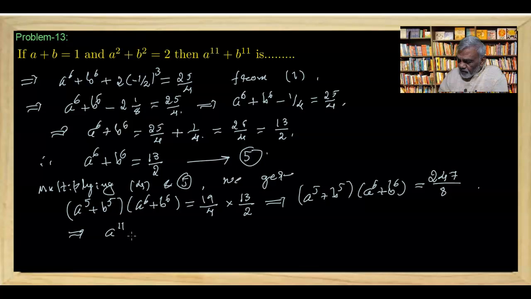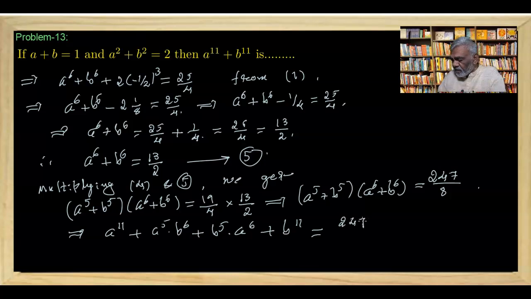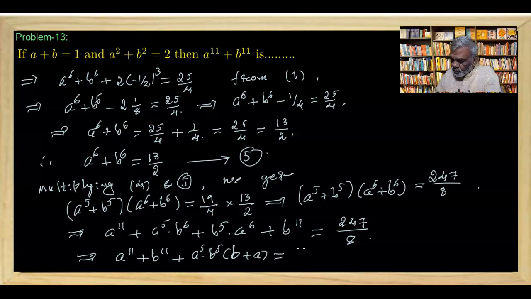a raised to 11 plus a raised to 5 into b raised to 6 plus b raised to 5 into a raised to 6 plus b raised to 11 equal to 247 by 8, and this implies a raised to 11 plus b raised to 11, we are near to the solution, plus a raised to 5 into b raised to 5 into bracket (b plus a) or (a plus b) is equal to 247 by 8, and again this I would like to write down.